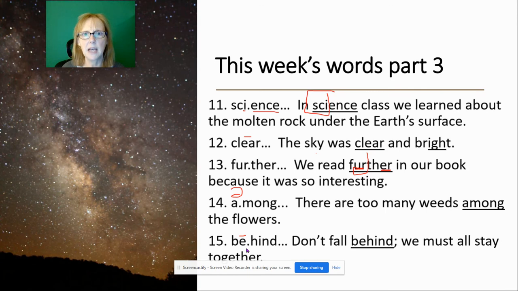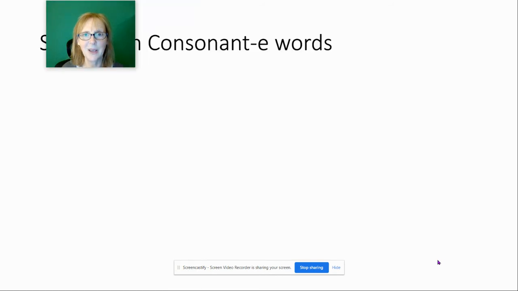Some people say behind, and that would be a schwa spelled with an E. I say behind. And then this is the long I with the I-N-D, behind. Don't fall behind. We must all stay together. So those are your 15 words. Make sure you go back. Make sure you've jotted them down so you can put them onto the template in Seesaw.